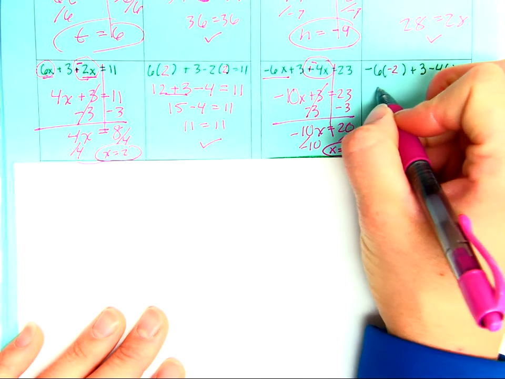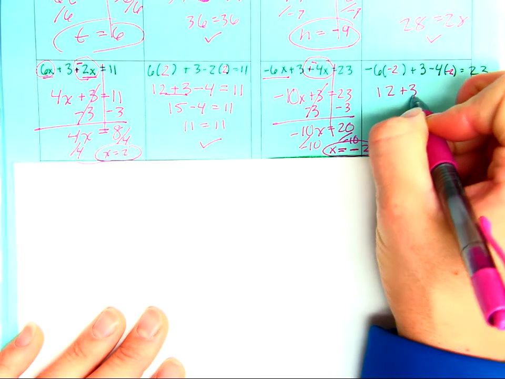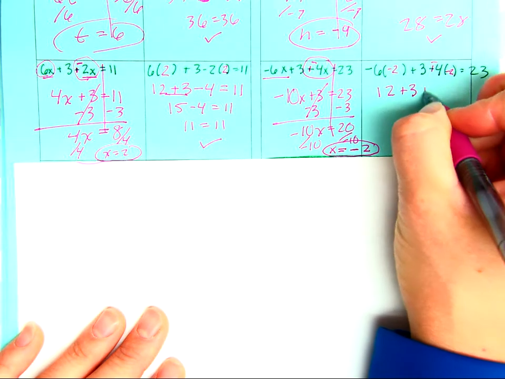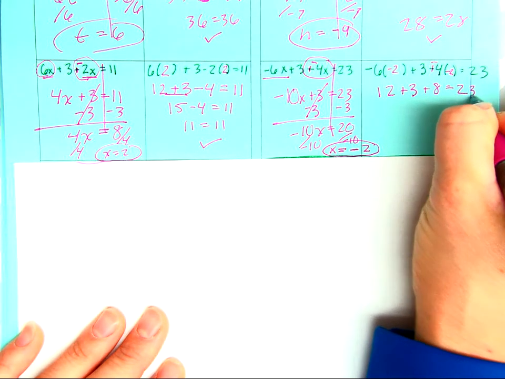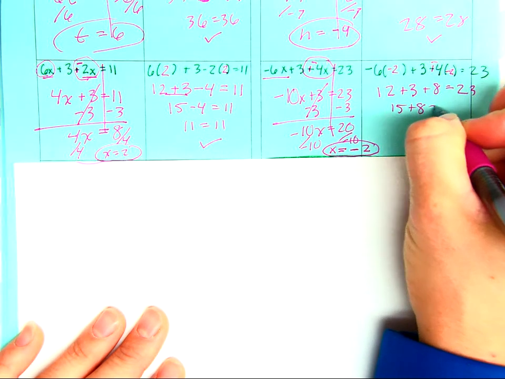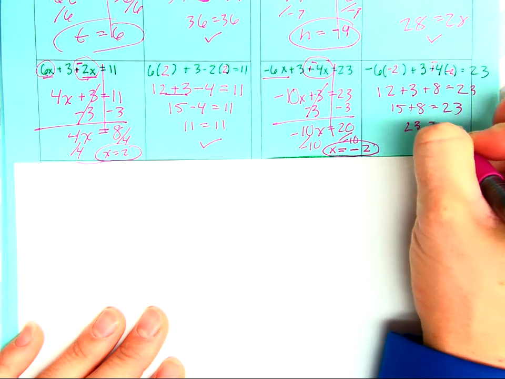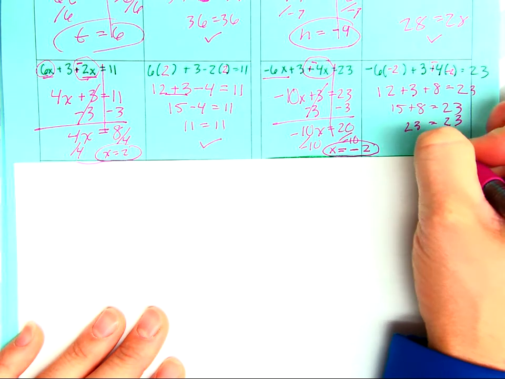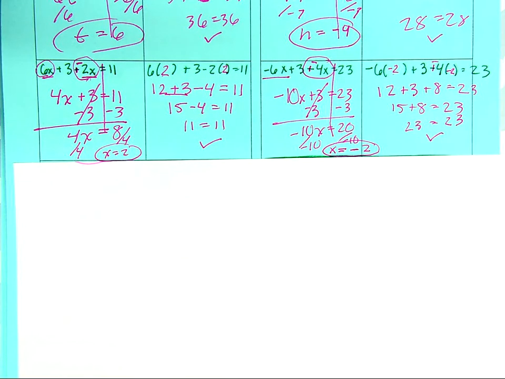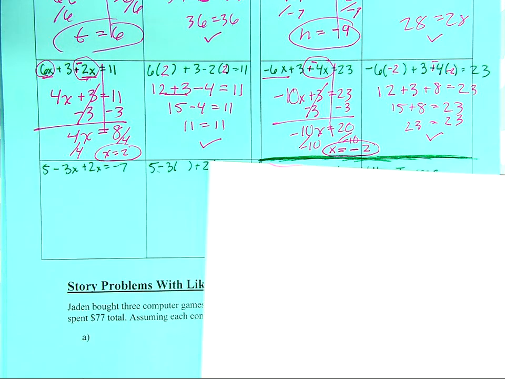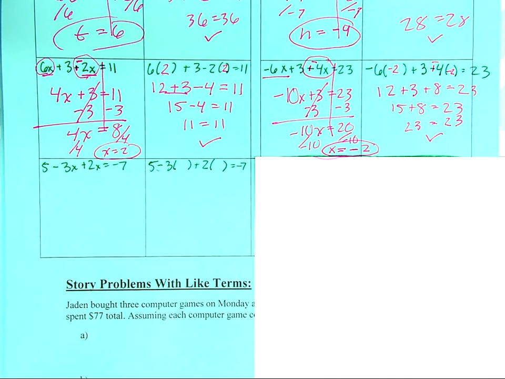So let's see, that gives me 12 plus 3. Negative times a negative gives me a positive. So we get 15 plus 8, which is 23. Good. One more for you to try. Pause the video and give it a shot.